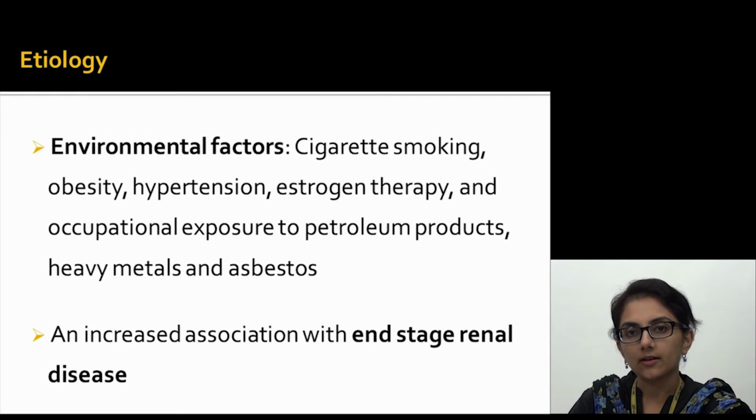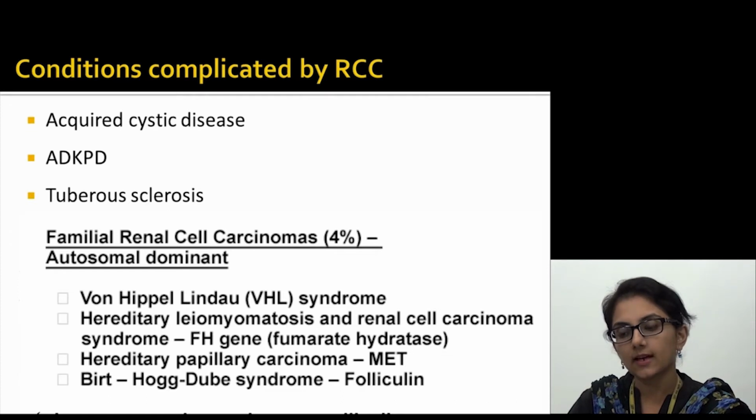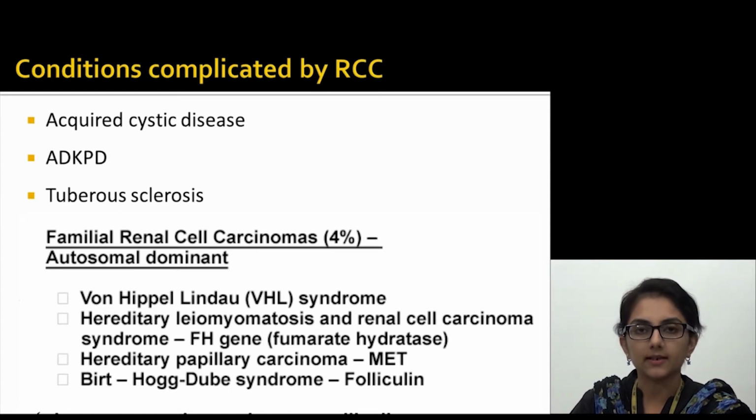In terms of etiology, there are a large number of environmental factors, including cigarette smoking, unopposed estrogen therapy, exposure to petroleum products and heavy metals, including asbestos, and also an increased association with end-stage renal disease. Acquired cystic disease, which tends to occur in patients on chronic dialysis because of chronic kidney disease, is another condition complicated by RCC. Also, some cases of autosomal dominant polycystic kidney disease and tuberous sclerosis are known to develop renal cell carcinomas. Most RCCs remain sporadic, approximately 96%, but in 4% of patients there is a familial tendency, which is usually inherited as an autosomal dominant disease.